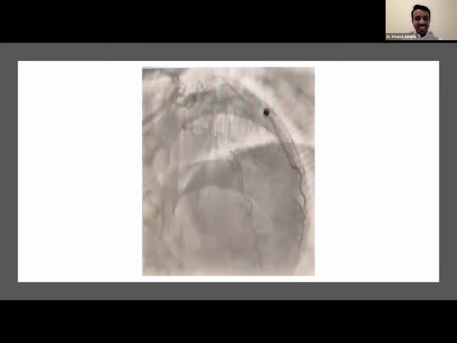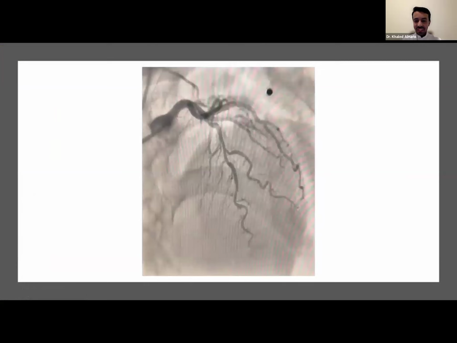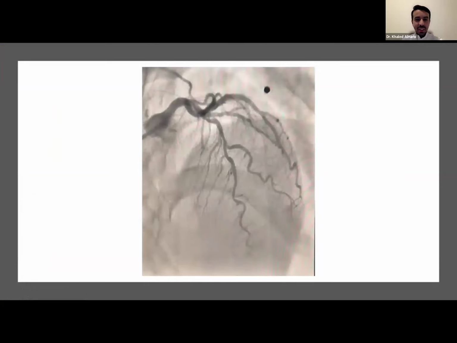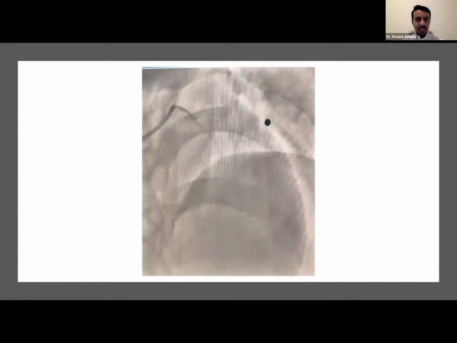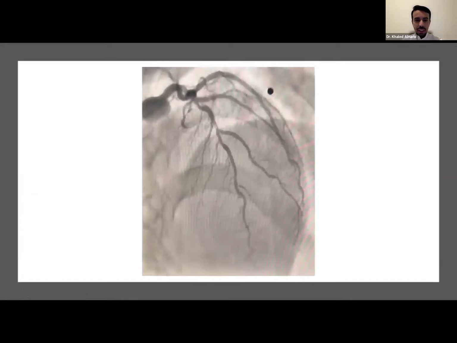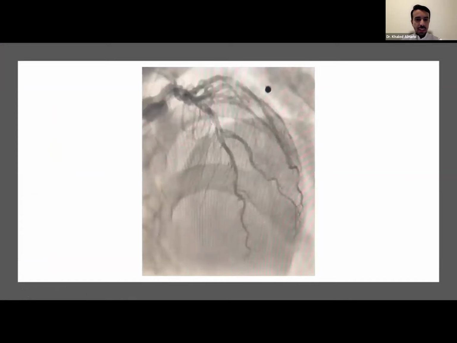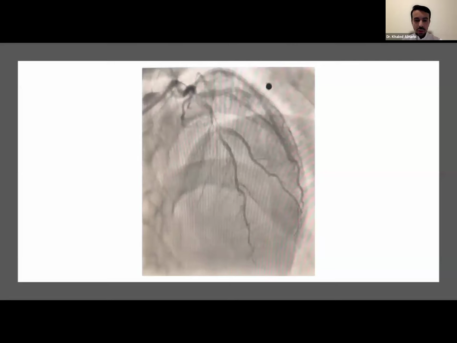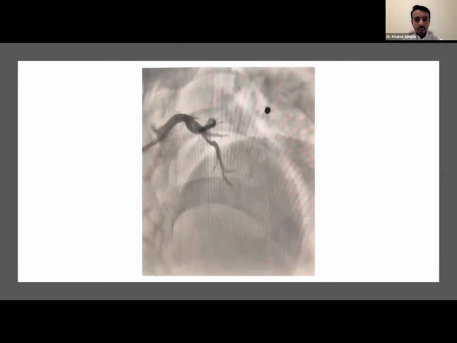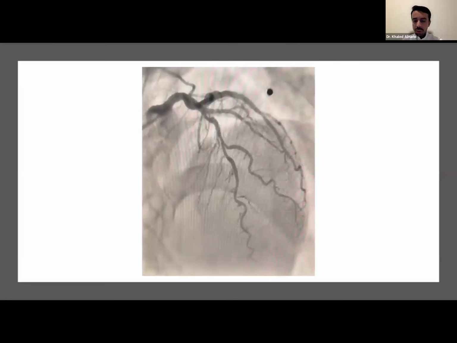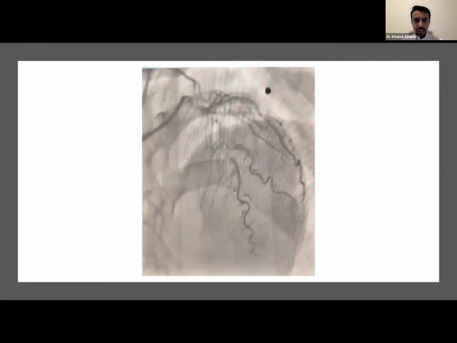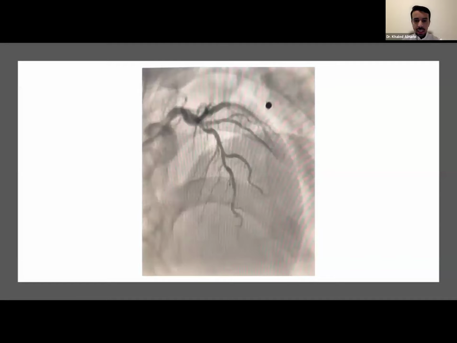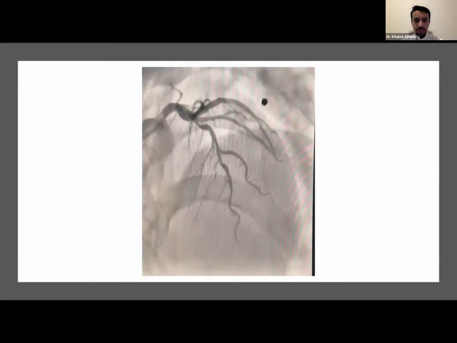Okay, good. Okay, so this is the next case. So this patient had an inferior STEMI, had a post-primary PCI to RCA, and now he came for stage PCI to LAD. As you can see here, there is diffuse lesion from proximal to almost mid to distal LAD with myocardial bridge at the mid to distal LAD.